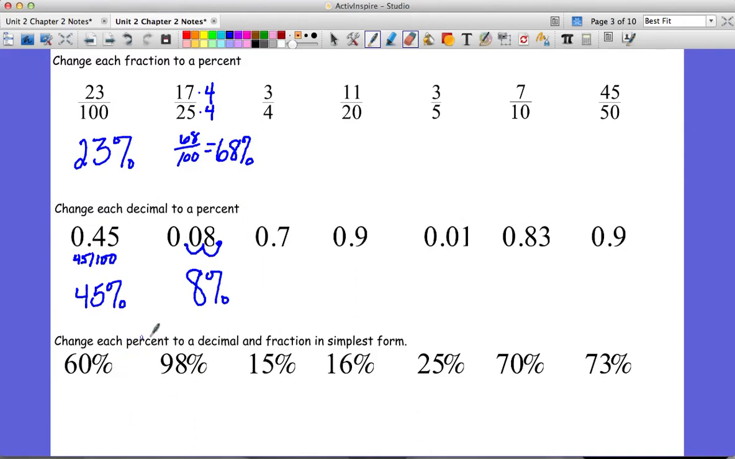Then here, I want you to change each percent to a decimal and to a fraction in simplest form. So 60% as a decimal, you know, is 60 hundredths, because you take the decimal that's here and you move it 2 places to the left. And then as a fraction, it's 60 hundredths, but I know I can divide them both by 20, and I can get 3/5 as my simplified fraction.